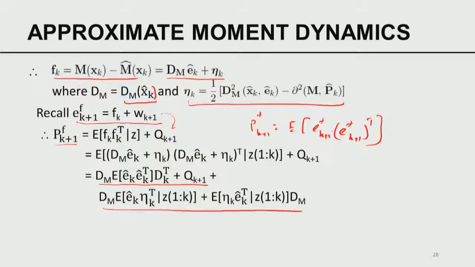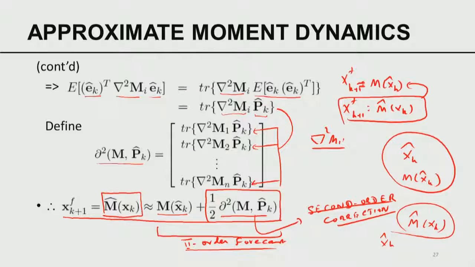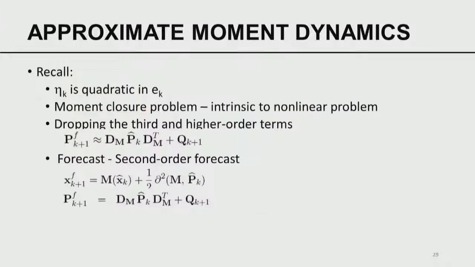This is the most important part of the whole step. Sorry, so this is where we are. Eta k is quadratic in ek. This gives us what is called the moment closure problem. So what is the moment closure problem? If I want to compute the second moment, that depends on higher order moments. If I want to compute the first moment, that depends on the higher order moment.